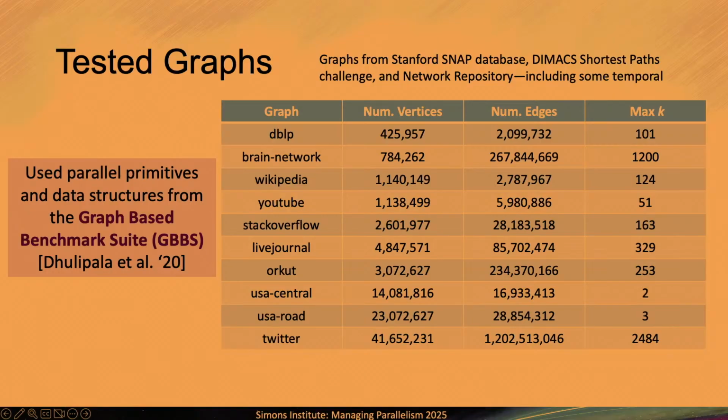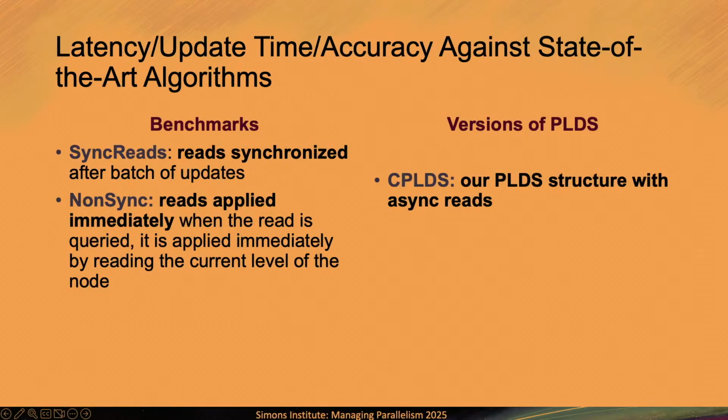These are all real-world graphs you obtain from pretty standard repositories. So you can see some of them are pretty dense. So for the dense ones, the maximum K for any K core is pretty large. Some of them are pretty sparse, with a max K core of 2, 3, et cetera. Very sparse graphs.